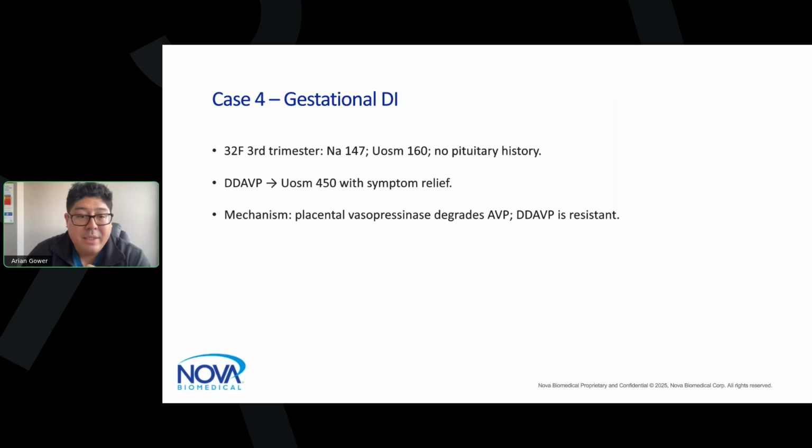In gestational diabetes insipidus, we have a 32-year-old female in her 3rd trimester with a sodium of 147 milliequivalents per liter and a urine osm of 160 with no pituitary history. After giving DDAVP, we see the urine osmoles go up to 450 with symptoms that get relieved. So the mechanism in this case would be consistent with placental vasopressinase that degrades antidiuretic hormone. In this case, we'd administer DDAVP, and that would be most beneficial for this patient.